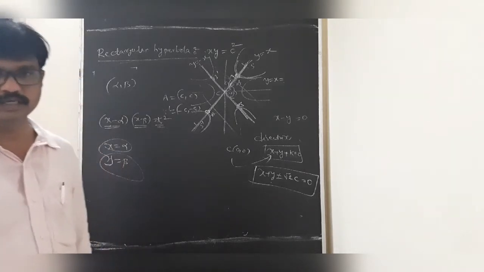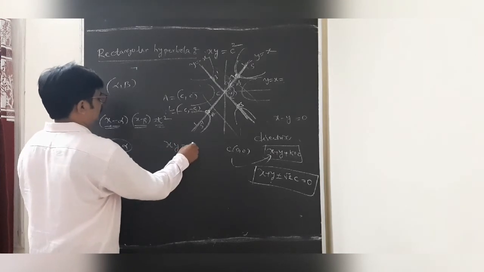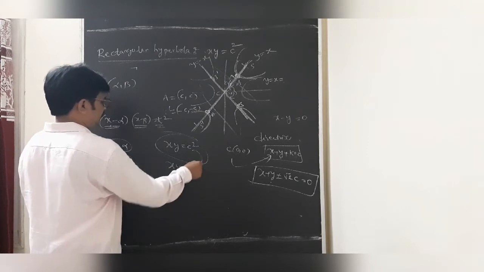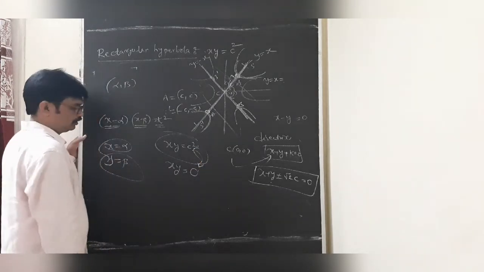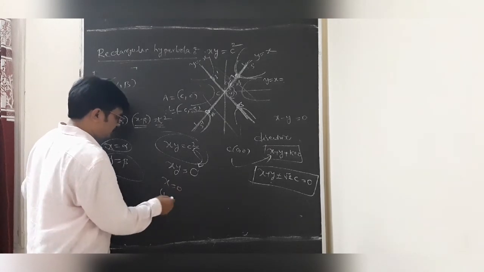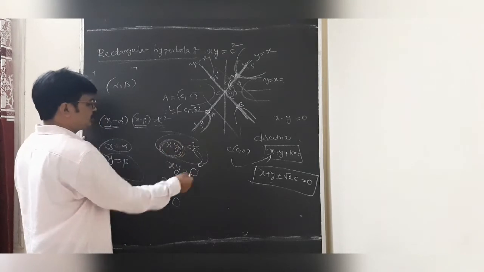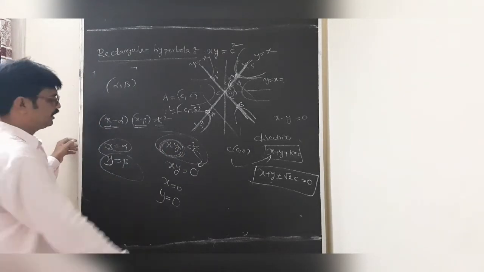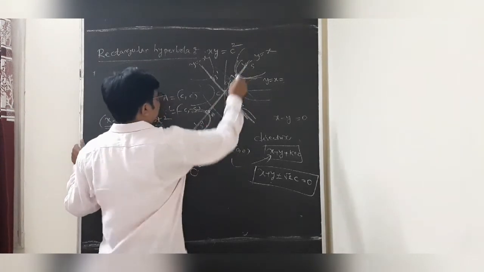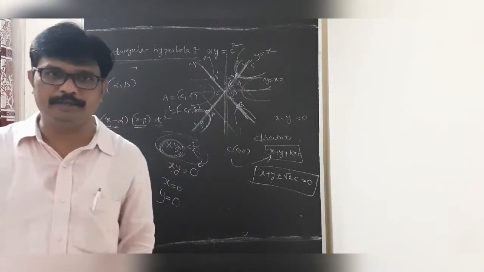What are the asymptotes? My dear students, we can observe xy equal to c square. What are the asymptotes? The coordinate axes, which differ by the constant and are always passing through the center. That is x equal to 0, y equal to 0. Dear students, the center here is (0, 0). That's why we are taking xy equal to 0. So this is the rectangular hyperbola whose asymptotes are the coordinate axes only.